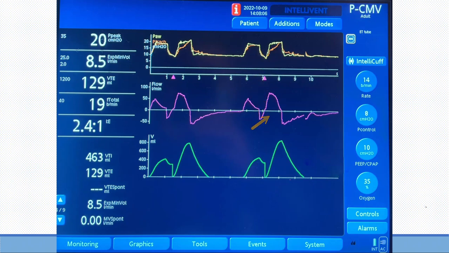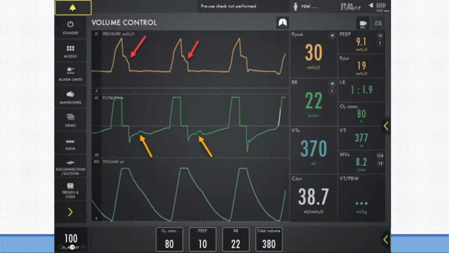I do have a couple of other examples. In the next one here, this is reverse triggering. You can see that this is volume control mode of ventilation. The pressure goes to the peak pressure, and then you have a plateau. And in the plateau here, you should see zero flow, and that's what you see here. Now notice what happened here. The pressure has dropped, and the volume in the lung is the same.